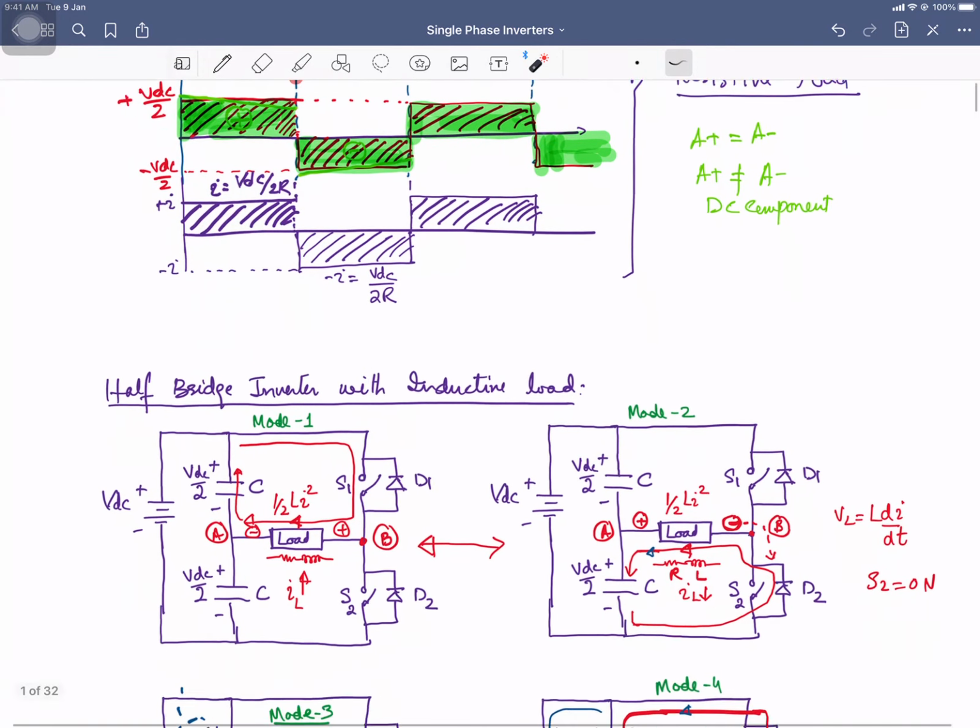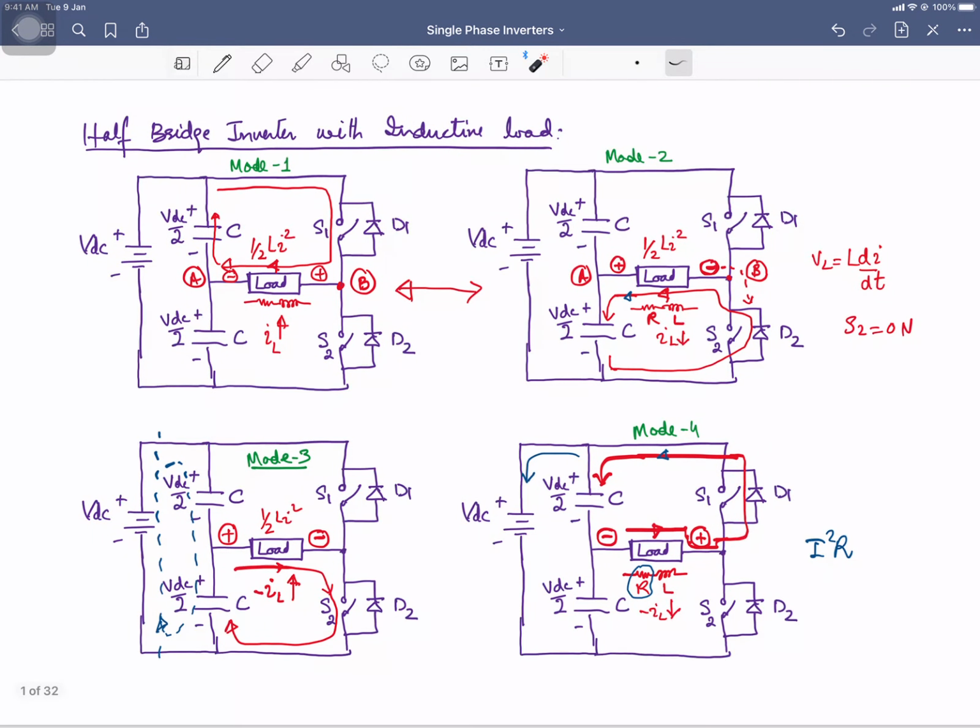Okay, then we have discussed this half bridge inverter with the inductive load. If you have the inductive load, then you will require these diodes for the dissipation of the energy that is stored in this inductor. So now let's look at the detailed operation of this circuit briefly again.